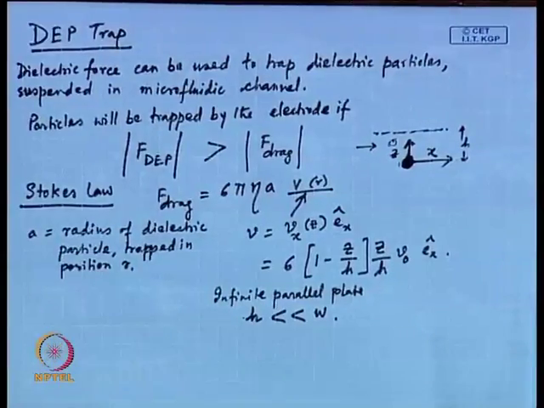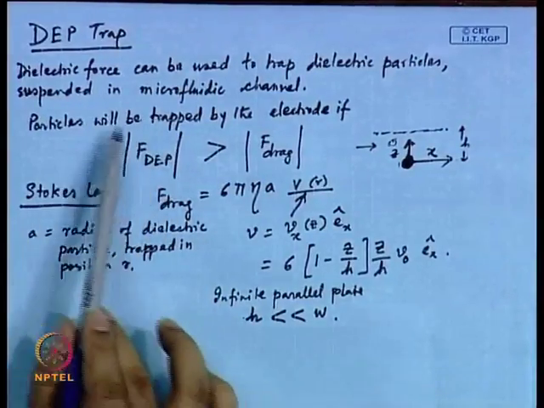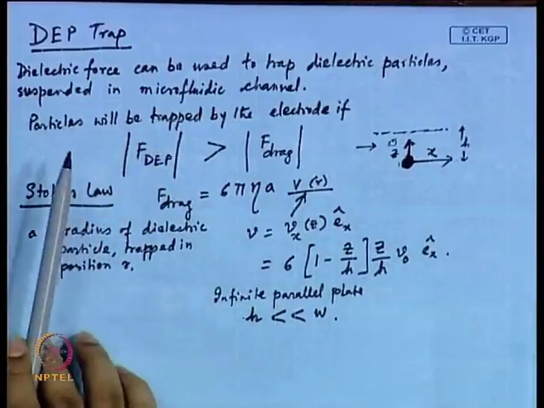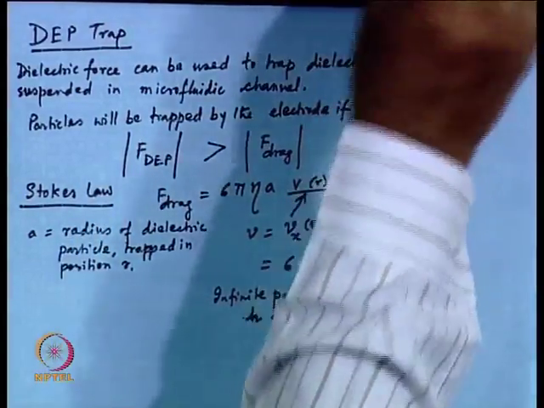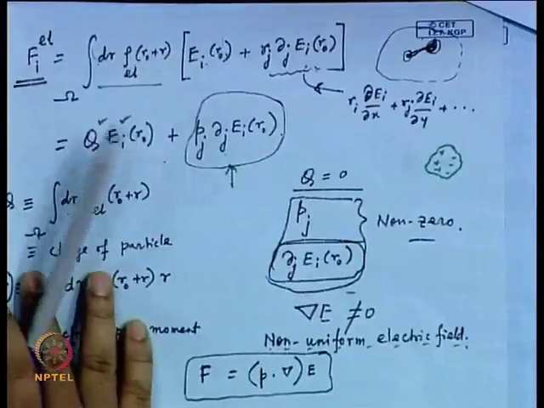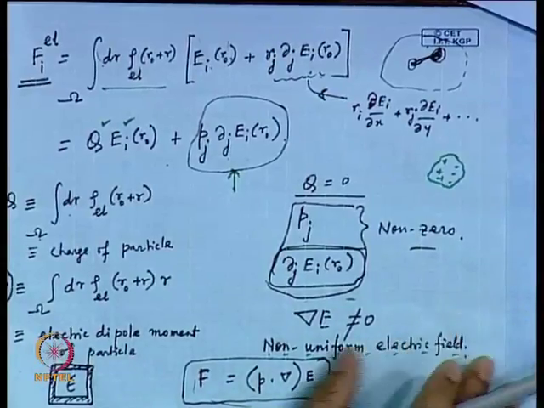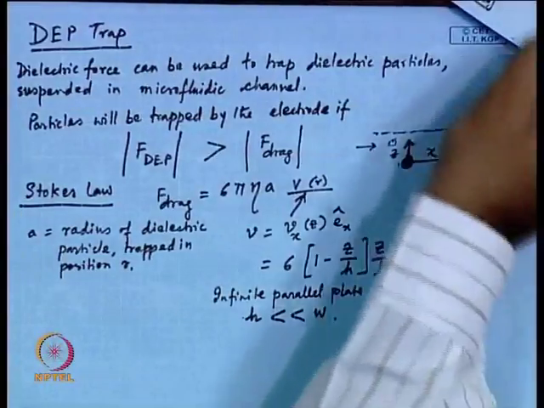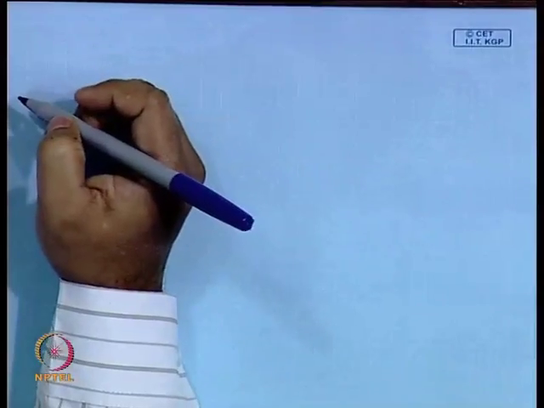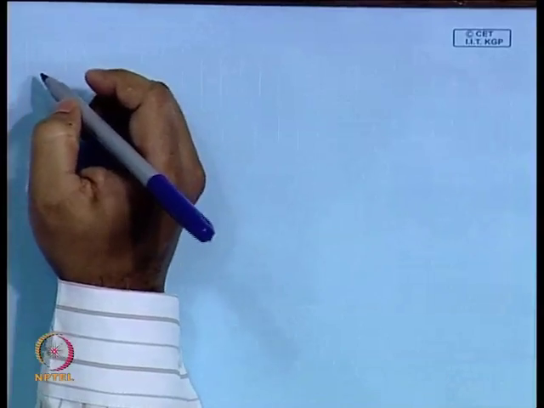Now, the F drag part, the right hand side of the inequality, we already found out. Now, the F DEP part, which is nothing but P dot delta E, we have already discussed this, right. We have already established that this force is P dot delta E. So, now we have to focus on how this relates to the F drag and how we can find out what should be the V naught. Now, we said that it is an inhomogeneous electric field. Okay. Now, how will you create an inhomogeneous electric field?